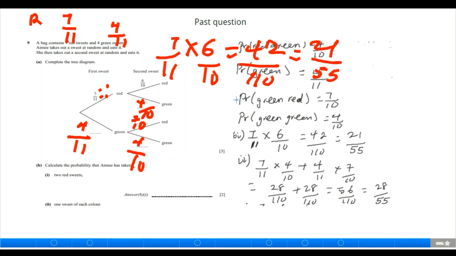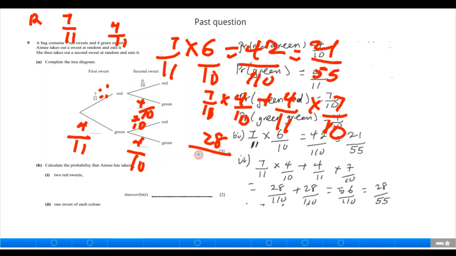The second one says 1 sweet of each color. That implies that if you pick, it's going to be red green, okay, red green and what? And green red. So that is 7/11 multiplied by 4/10. Okay, plus what? Plus we are picking green red, right? This time around it's going to be 4/11 multiplied by what? 7/10. Okay, so 7 times 4 is 28, over 110, plus 4 times 7 as well is 28, over 110.